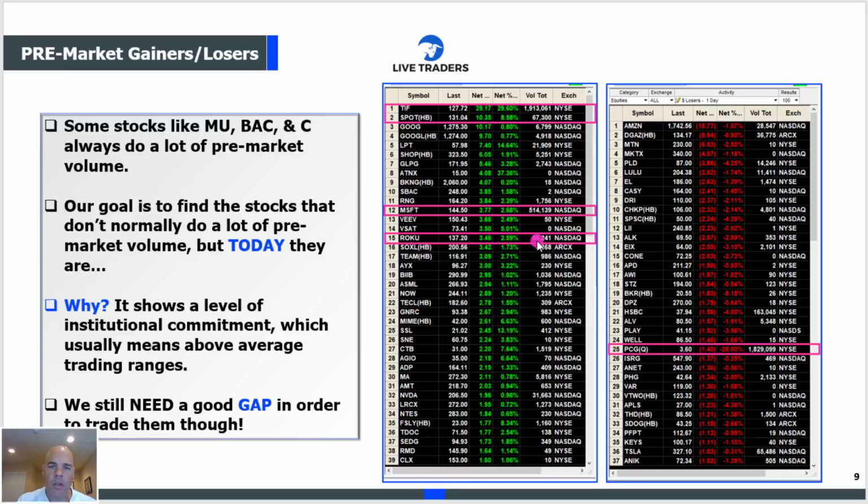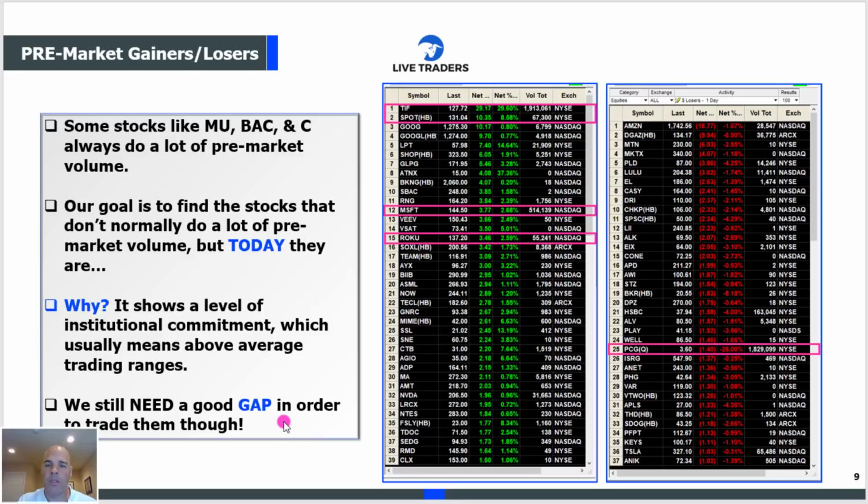You still have to look at the chart. You still have to look at the 60-minute chart. You still have to look at the daily chart, right? But volume gives you a big indication of what the hot stocks are for that day, likely what the movers and shakers are going to be. Sure, there's going to be one or two stocks out there that didn't do much volume and they end up moving huge. That's going to happen. But we talked about it. It shows a level of institutional commitment, which usually means above average trading ranges. But we still have to have a good gap.